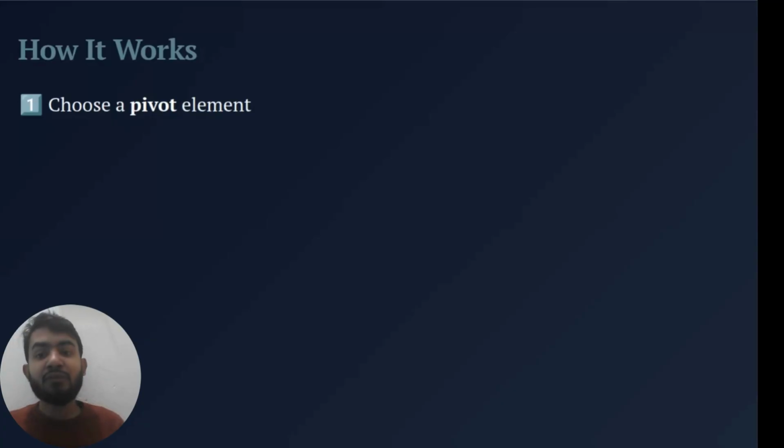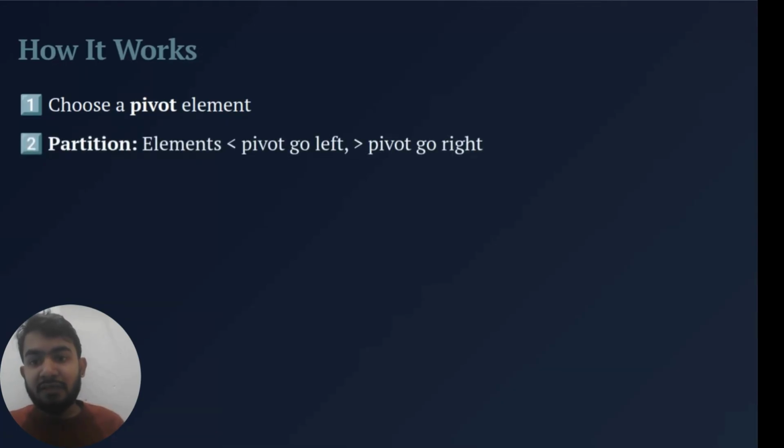You need to choose a pivot element. That is the most crucial part of quick sort. And then you need to partition the elements, and how can you do the partitions? You need to compare the elements from left and right with the pivot.